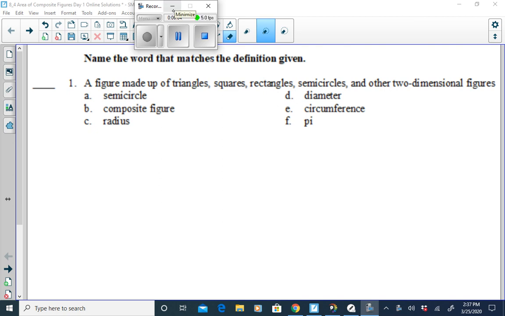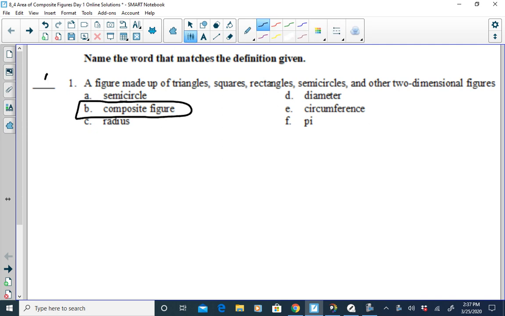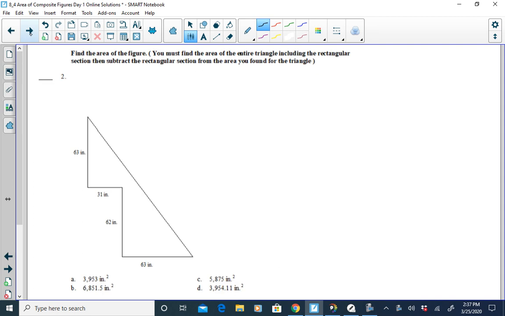Okay, guys, let's take a look at your problems from last night. Problem number one was a vocabulary question, right? Just to see if you paid attention to what the vocabulary said. It's only one word in the vocabulary for the lesson. A figure made up of triangles, squares, rectangles, semicircles, and other two-dimensional figures. Yes, that is a composite figure, right? So that is answer B. Wouldn't expect many mistakes there, right?